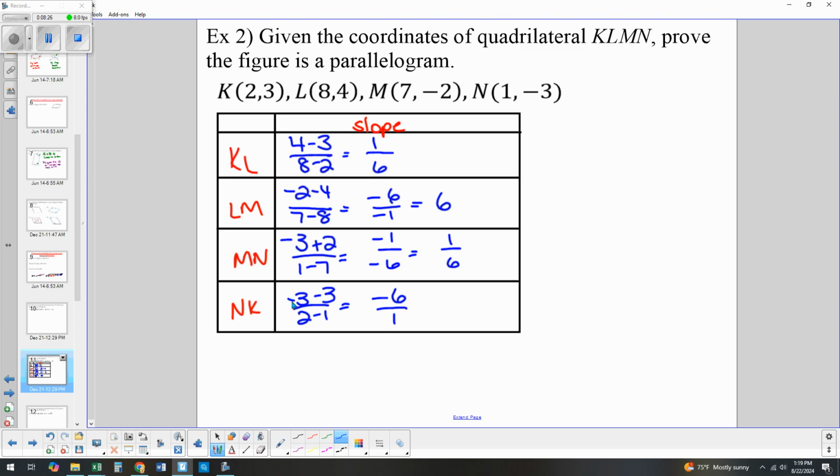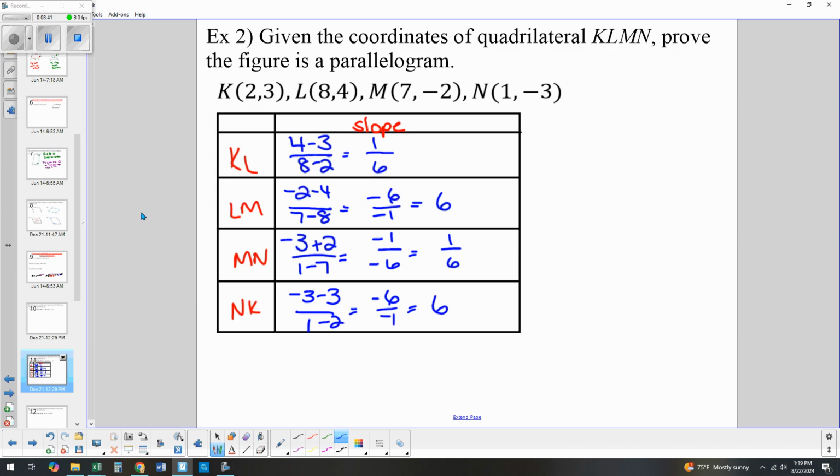Oh, I did that backwards. Negative 3 minus 3, 1 minus 2. I knew something didn't look right there. I have a dog barking in the background, and I'm distracted. Negative 6 over negative 1 is 6.